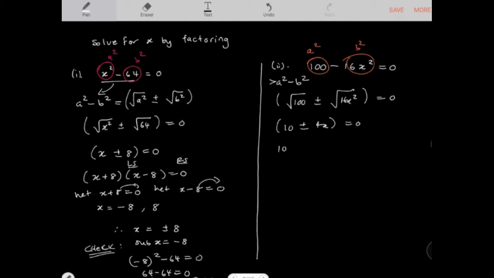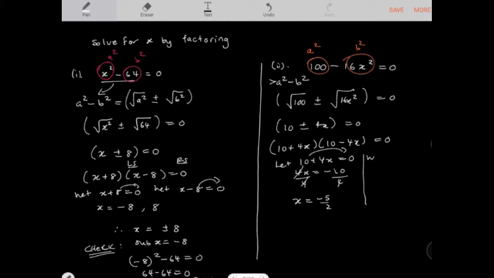Now our two factors are 10 plus 4x times 10 minus 4x, equal to 0, and then you can just let each factor equal 0 to solve for x. So I'm going to let 10 plus 4x equal 0. If I move the 10 over, I get 4x is equal to negative 10. I'm going to divide both sides by 4, and x is equal to negative 5 over 2. Okay, so that's one of our solutions.